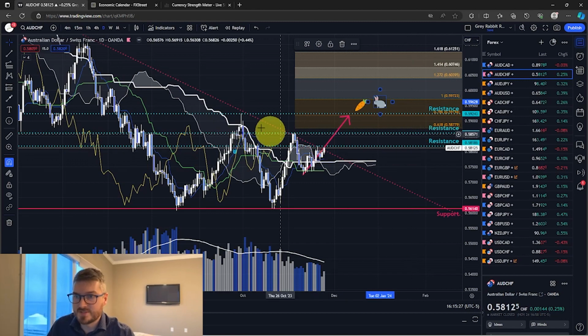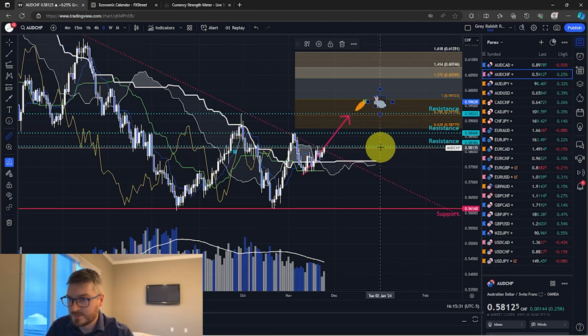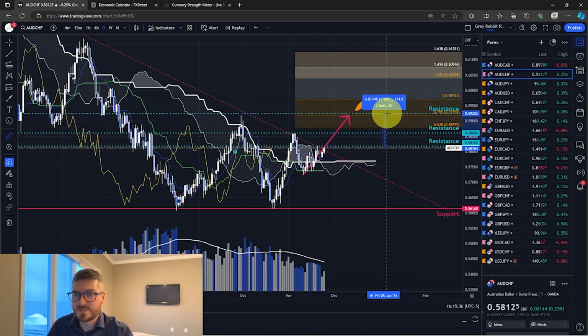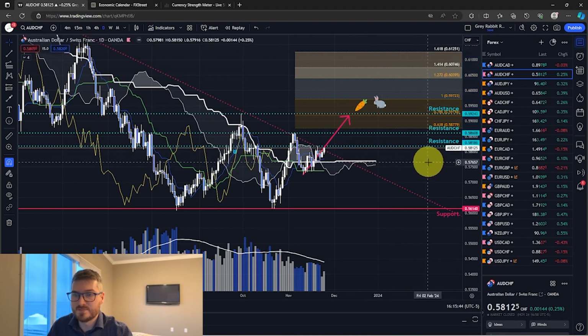And yeah, we could see the next resistance level is here. So this week we could see price run up to that, probably about 114 pips. And if we can break through that, and we get up here, we're going to have at least 200 to 316 pips. So guys, keep an eye on this one. It looks like it's breaking out in this opposite direction, and that's AUD Swiss franc.